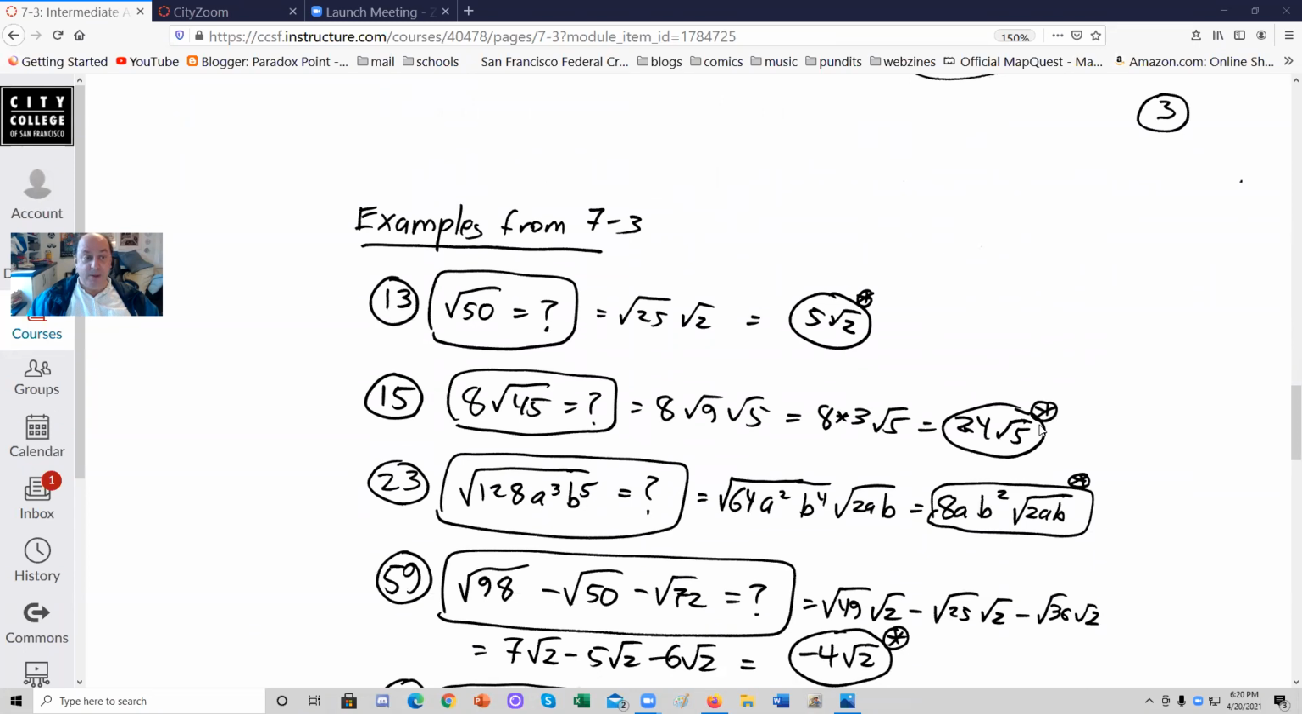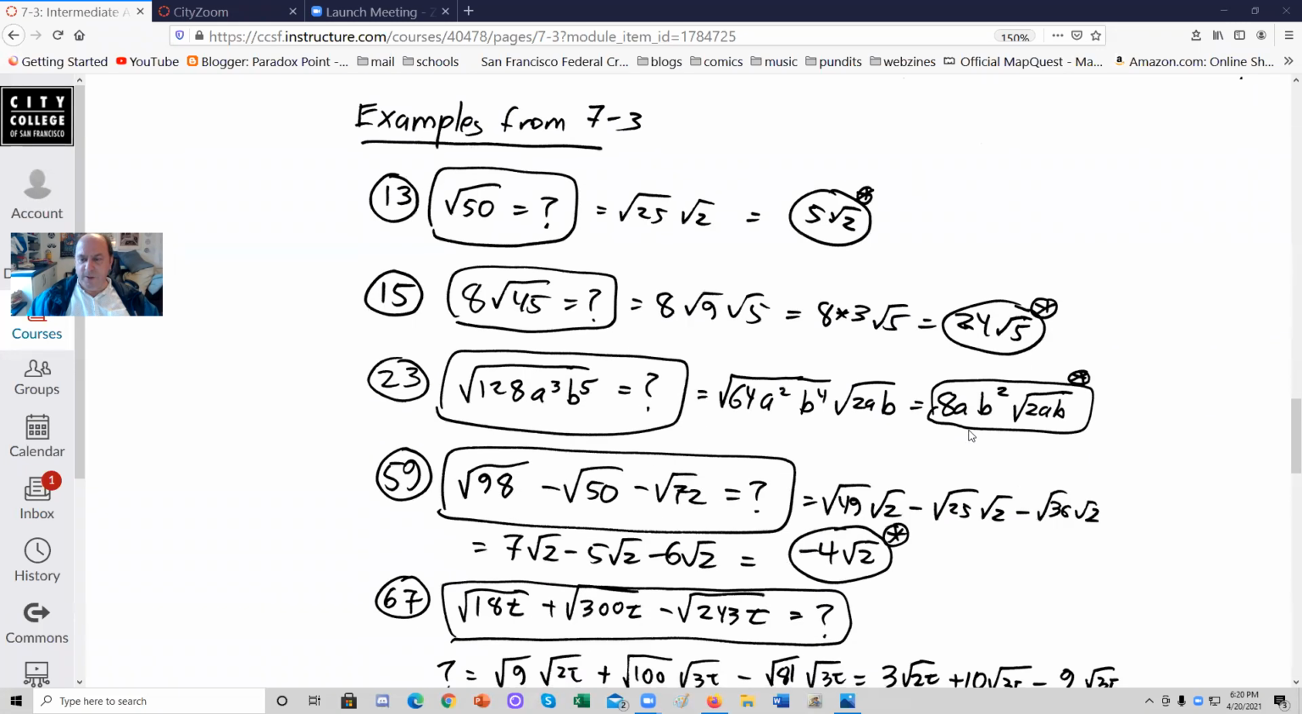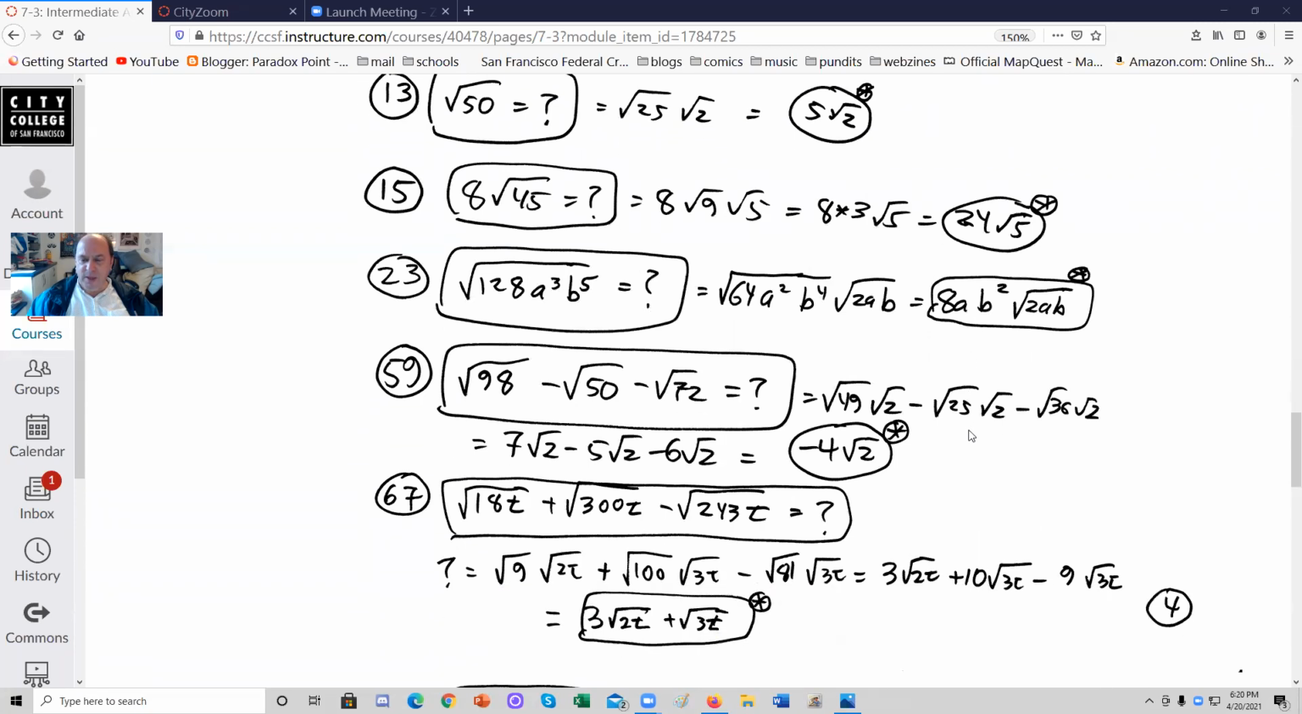So, examples from 573. Root 50. Okay, largest square factor of 50 is 25. Root 25 root 2, so root 25 is 5. So this is 5 root 2. 8 root 45. Oh my God, I did those up there. Root 45 is root 9 root 5. So this will be 8 times 3 root 5 or 24 root 5.